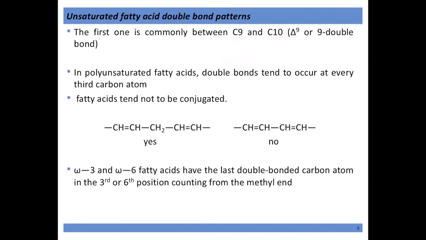Now, another way is you count from the CH3 group and count in, and you figure out how far in it is. So you may have heard of omega-3 and omega-6 fatty acids. So this is counting from the opposite end of the fatty acid. This is counting from the carboxylic acid end, and this is counting from the terminal end, or the CH3 end. So 2 different ways to locate the position of the double bond there.